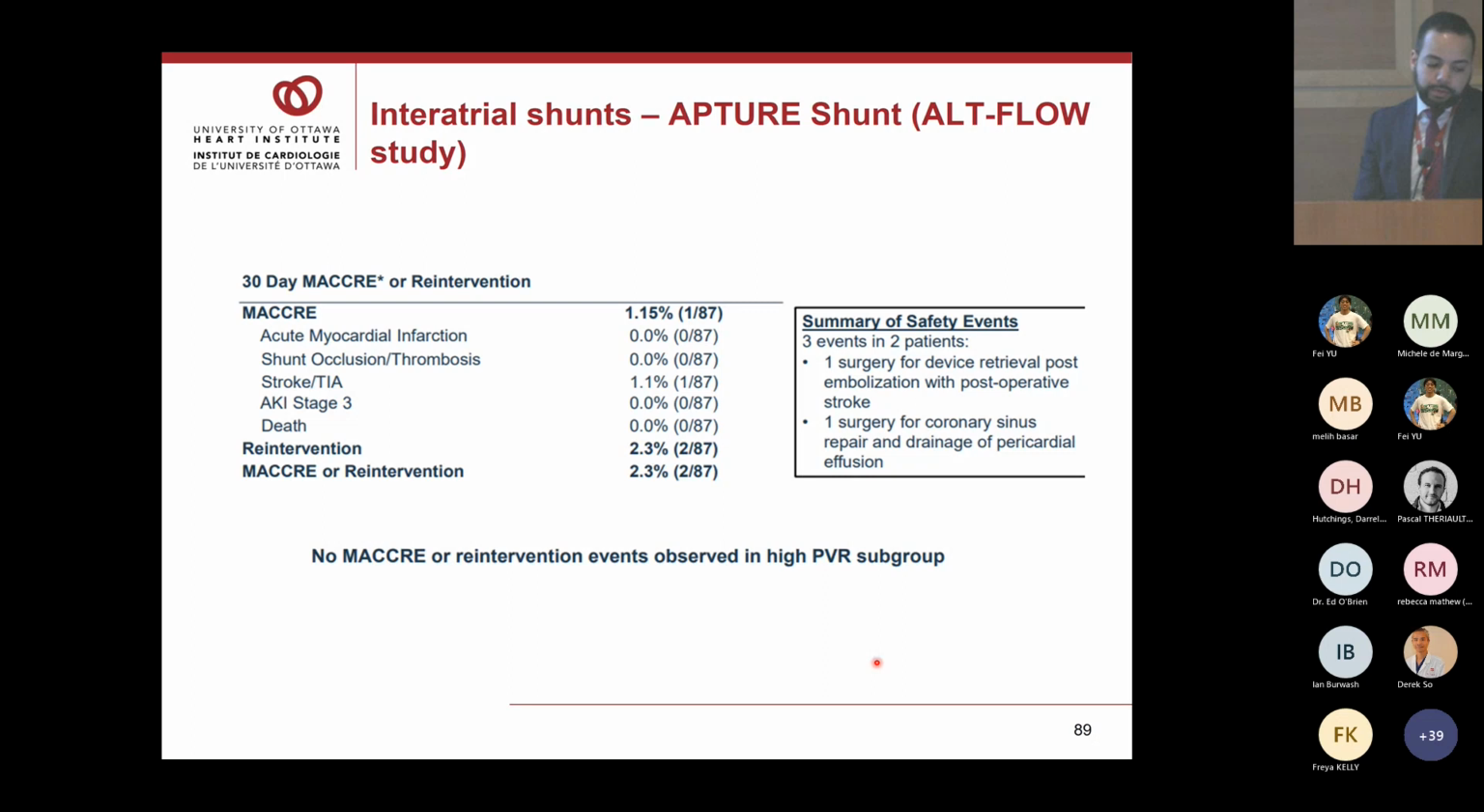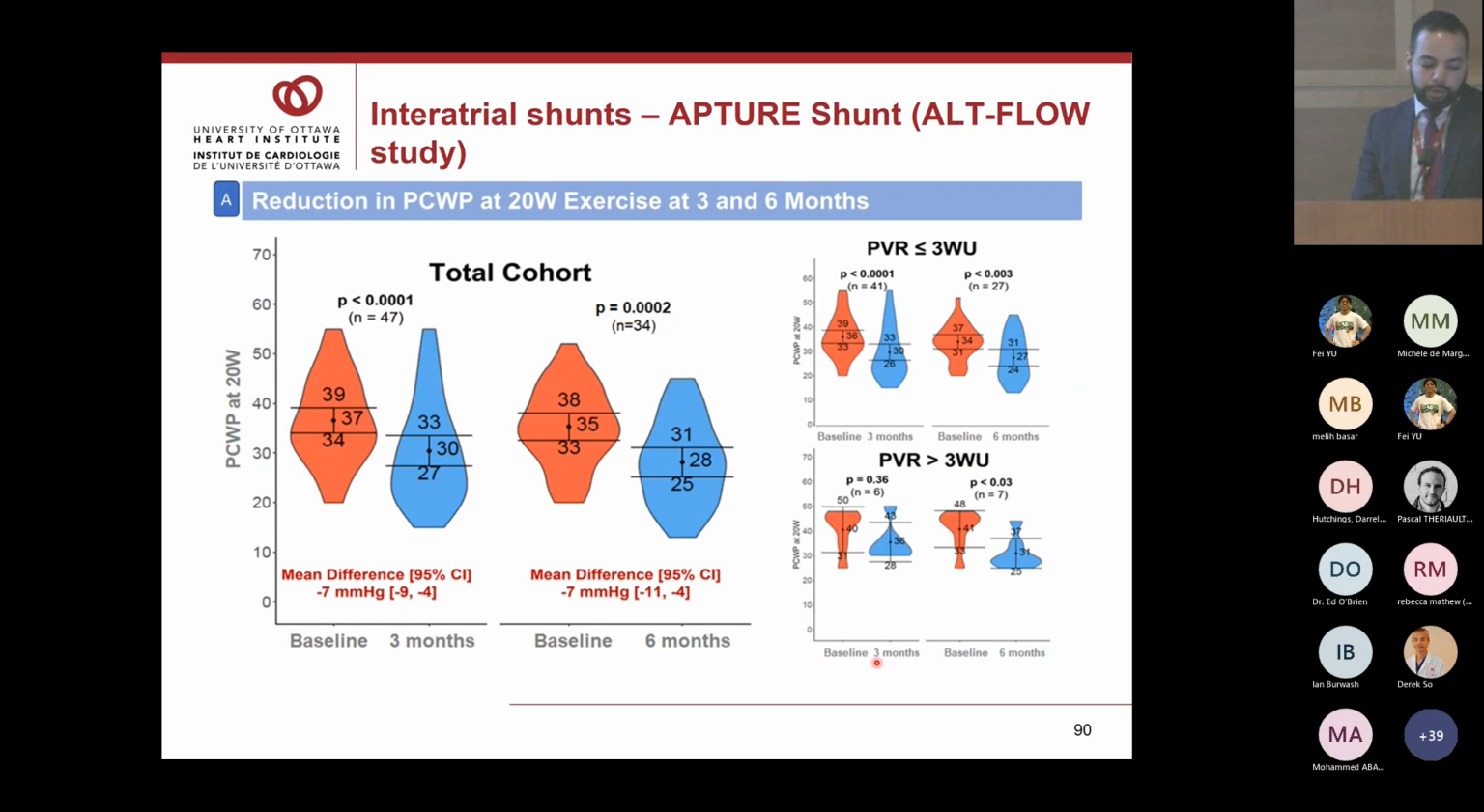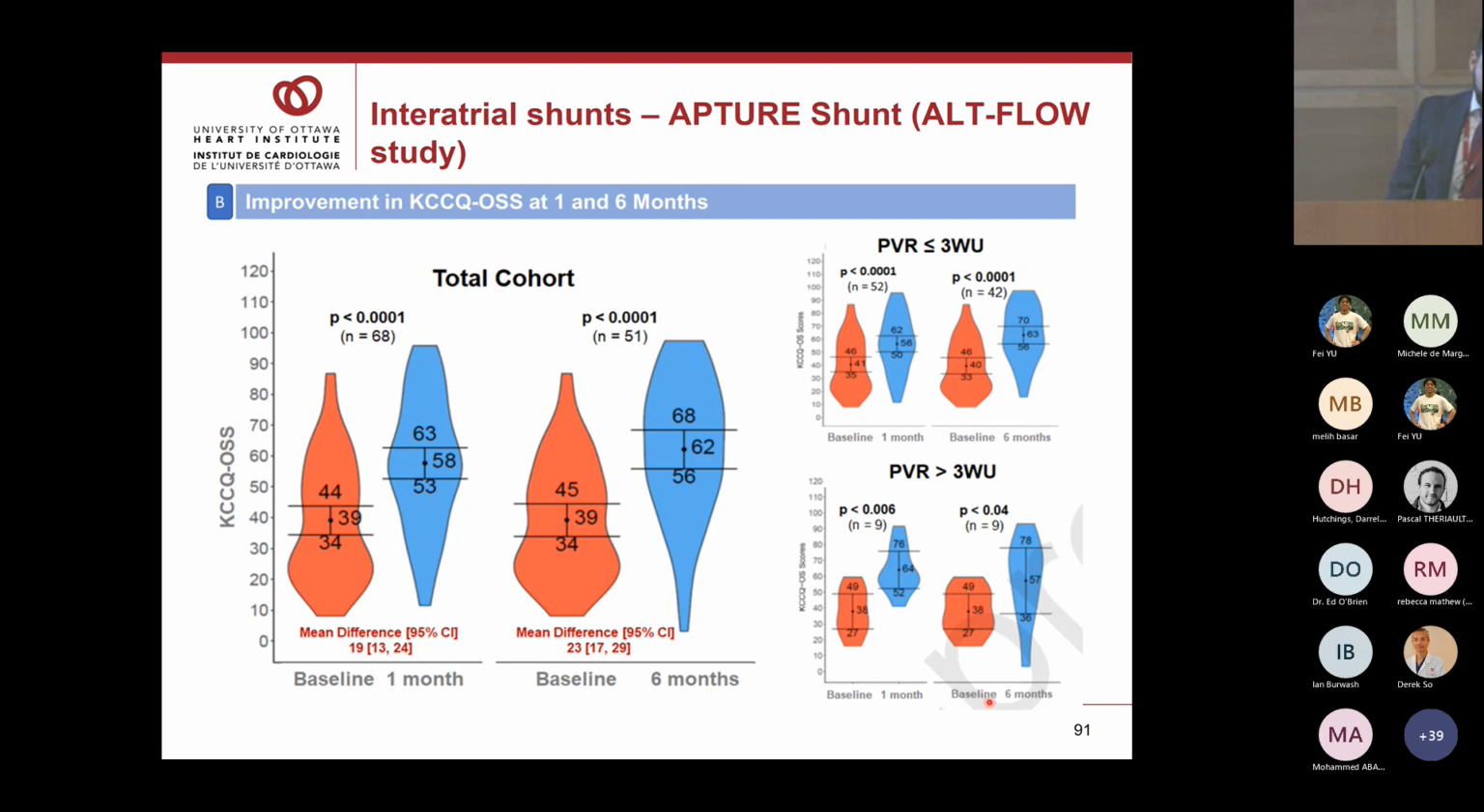And then in terms of how effective it was, there was this mean difference of 7 millimeters of mercury with this shunt at 6 months compared to baseline. And it didn't matter if you had elevated pulmonary vascular resistance or not. So if your PVR was high or low, you still had an improvement in your left atrial pressure. Same thing for quality of life. Quality of life improved at 6 months, irrelevant to whether you had elevated PVR or not.